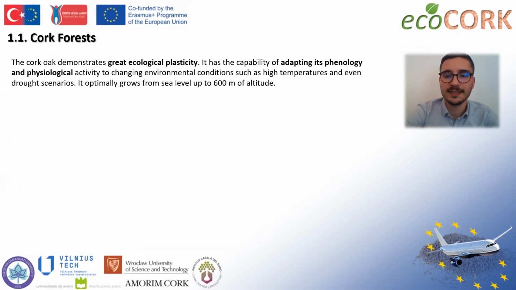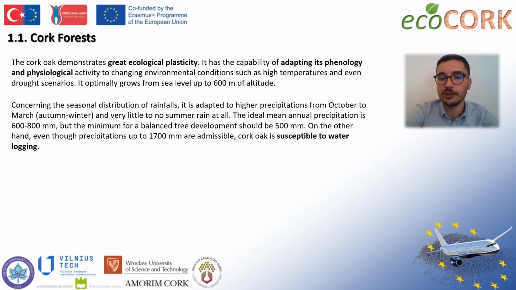The cork oak has a lot of ecological flexibility. It can change its phenology and physiological activity in response to changes in the environment, such as high temperatures and even drought. Regarding how much it rains at different times of the year, it is used to getting more rain from October to March and very little or no rain at all in the summer.